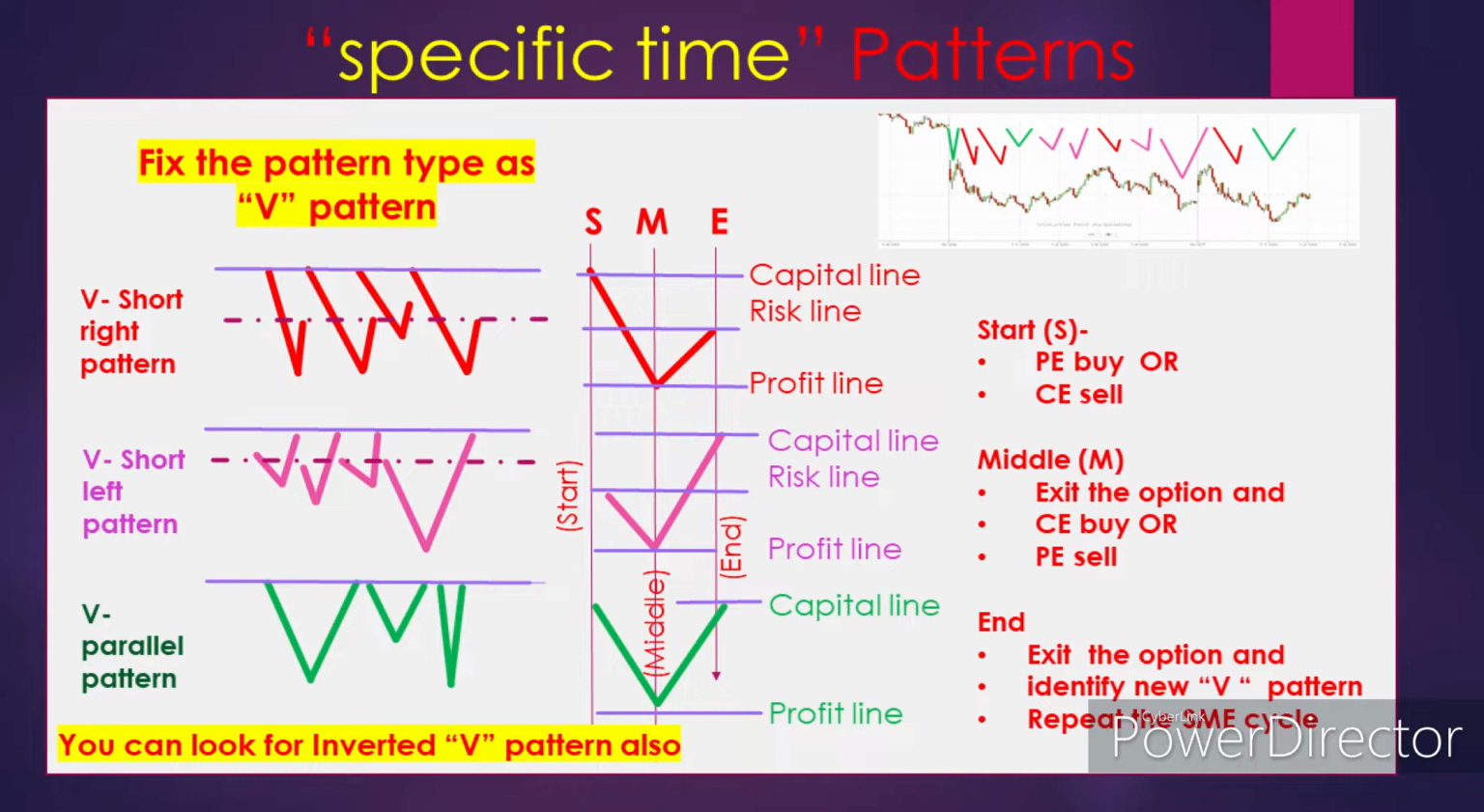Specific patterns can be derived as 3 types. The first, the short right V patterns. Second, the short left V patterns. And third, the parallel type V patterns. So the trader must focus on the relevant patterns and visualize the formation to make a profit and reduce their capital loss. It is not easy to visualize and predict the V type pattern.